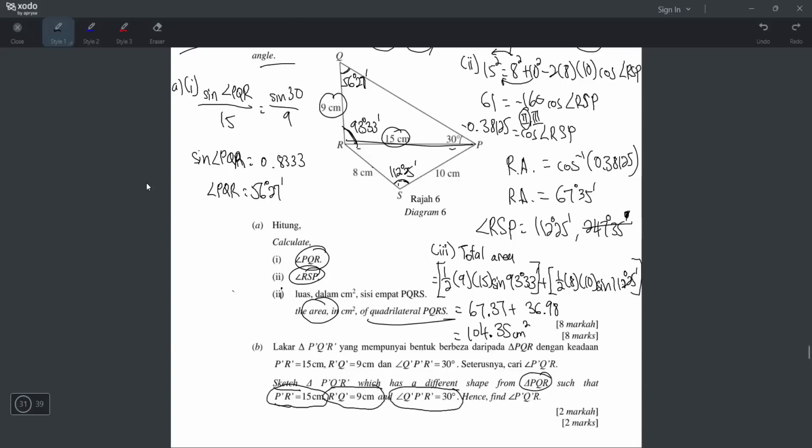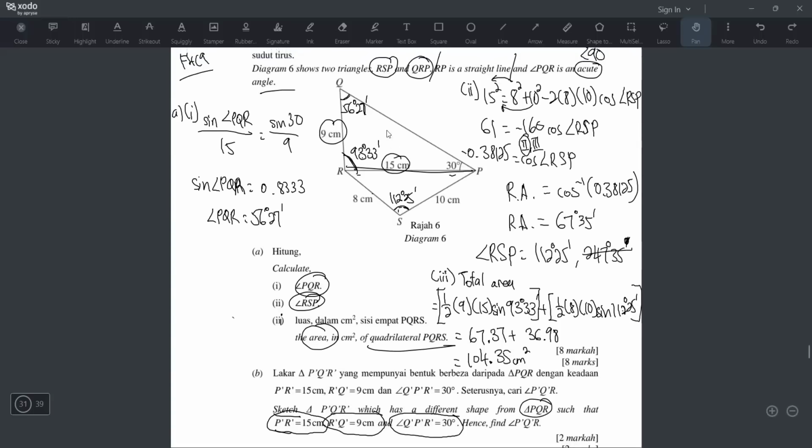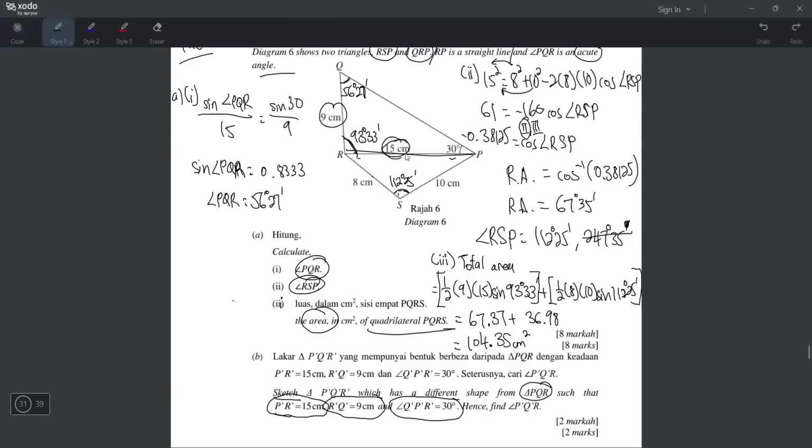So when we sketch, we have to know which point will move, or which line. Which line will move and which point will move. Okay. So let's look at the condition here. So they said the length of PR must be maintained. So the 15 has to be fixed. RQ 9 also has to be fixed. And then the angle Q prime P prime R prime, 30 degrees, also has to be fixed.